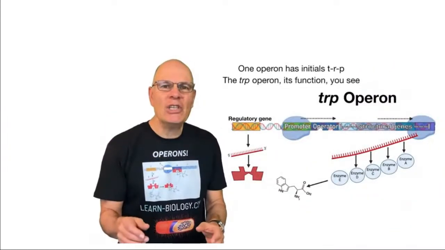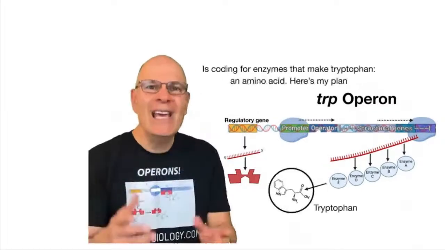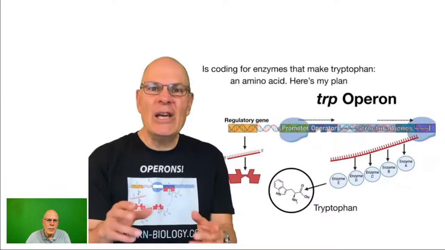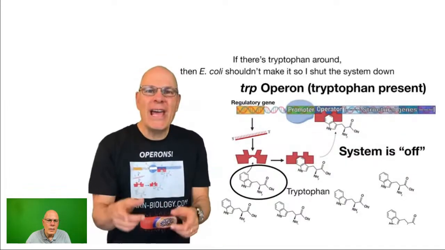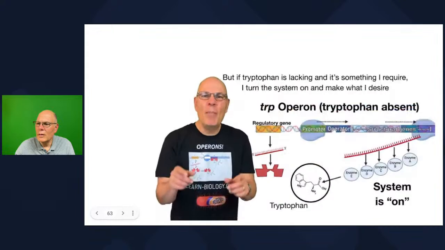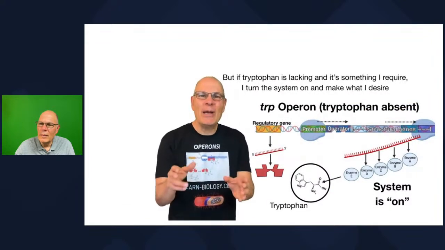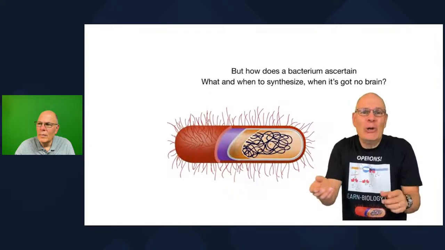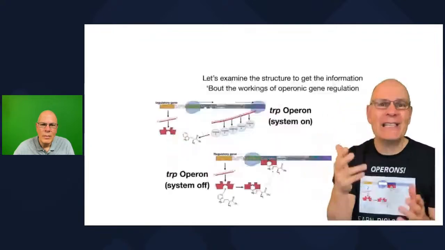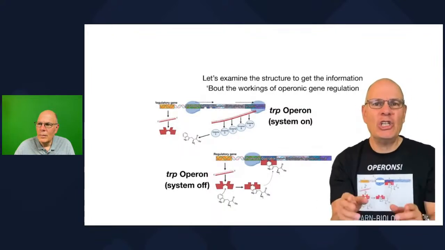One operon has initials TRP, the trp operon. Its function, you see, is coding for enzymes that make tryptophan, an amino acid. Here's my plan. If there's tryptophan around, then E. coli shouldn't make it, so I shut the system down. But if tryptophan is lacking and it's something I require, I turn the system on and make what I desire. But how does the bacterium ascertain what and when to synthesize when it's got no brain? Let's examine the structure to get the information about the workings of operonic gene regulation.